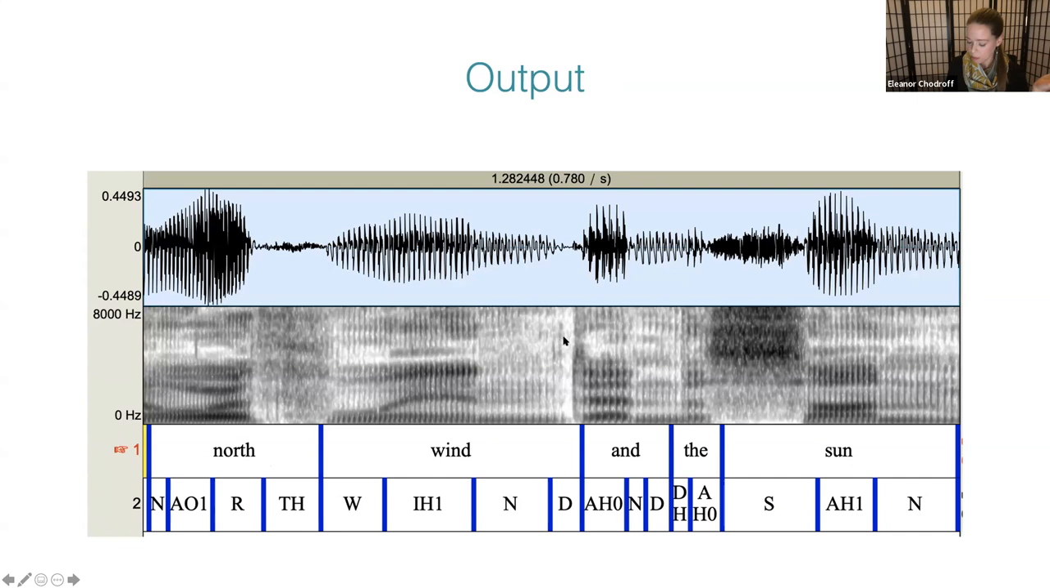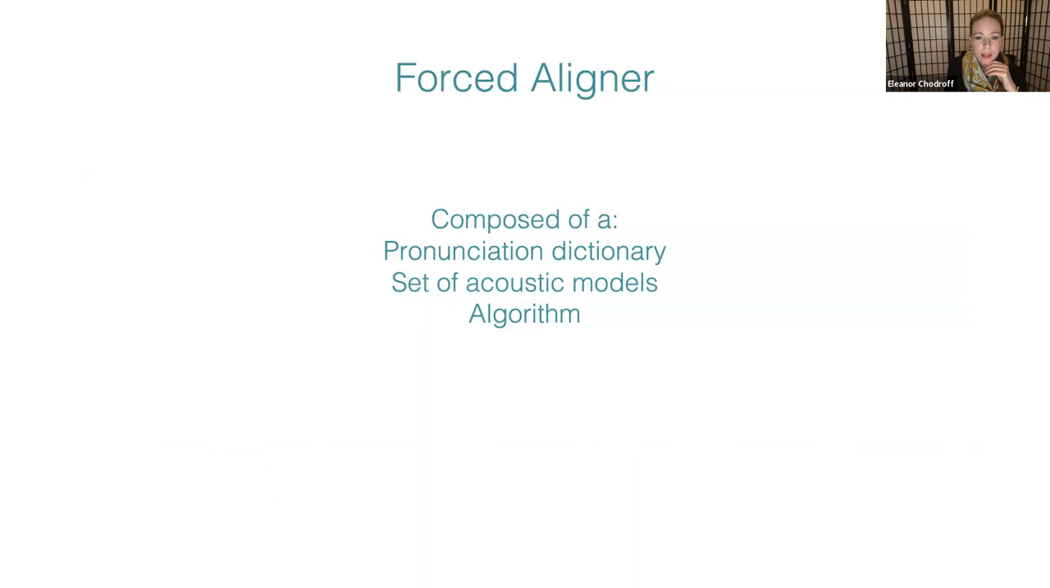There are some things that you can do to make it do a little bit better. But yeah, that is basically what a forced alignment system is. It's composed of a pronunciation dictionary, a set of these acoustic models, right? We have one model for each phone. We actually get to define the phones unless you're using the pre-trained models. And then it's got these algorithms that do the alignment procedure, so figure out the best path, the best alignment between the audio and the transcript.